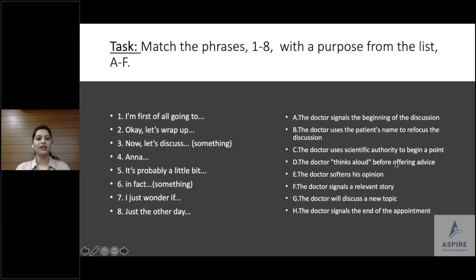Yes, one is A. When the doctor says, I'm first of all going to, he means to signal the beginning of the discussion. And the fourth one, Anna. So this is B. The doctor uses the patient's name to refocus the discussion in case the patient is lost in her own train of thoughts.